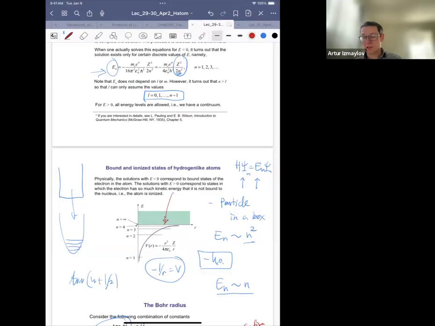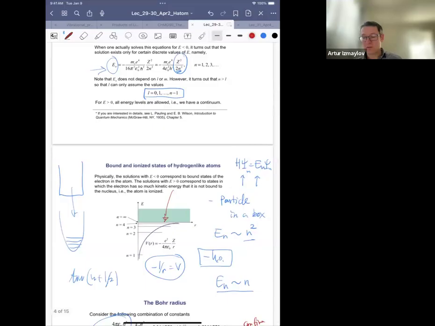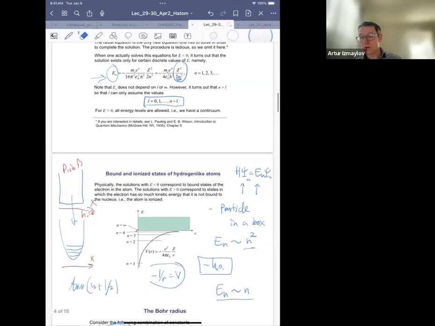And it's different, right? So now it's not like particle in the box, not like harmonic oscillator, where this is the distance. It's more like this, right? So it looks like this. And therefore, the spectrum is really different. It's now 1 over 2n squared, right?